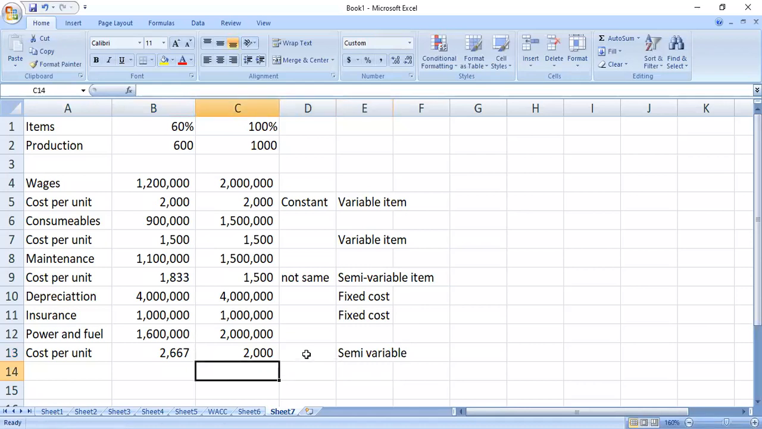So this was the first task for you. Identify and classify these items. So clearly we are saying you have wages and consumables as variable costs. And then you have maintenance and power and fuel as semi-variable. And then you have depreciation and insurance as fixed costs. Okay, so that's part A. Can go to part B and see what they're saying.